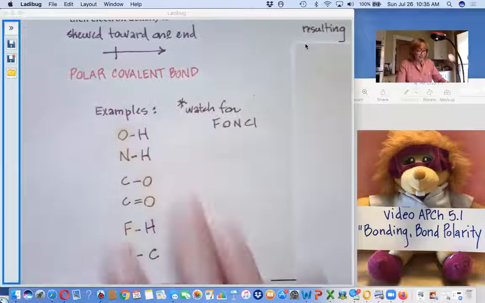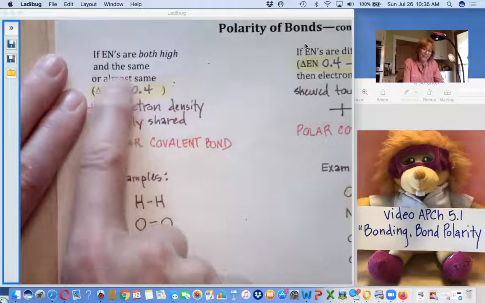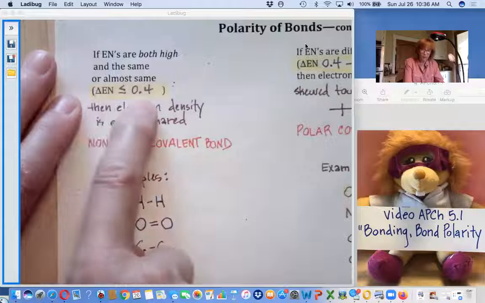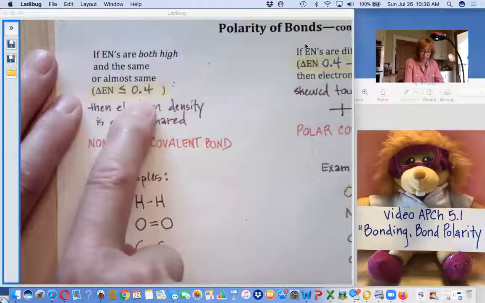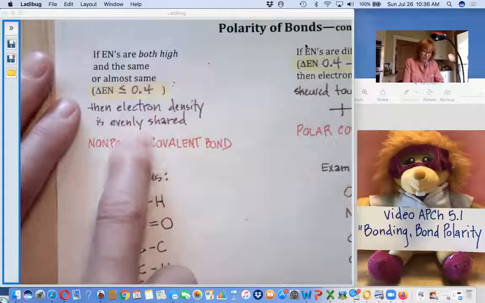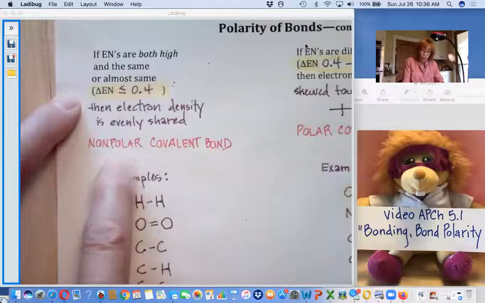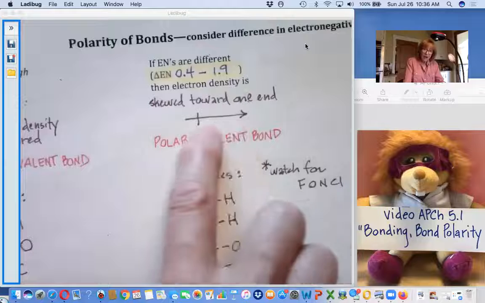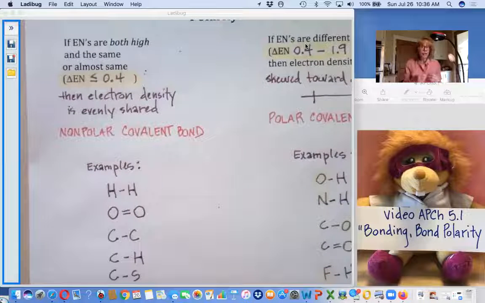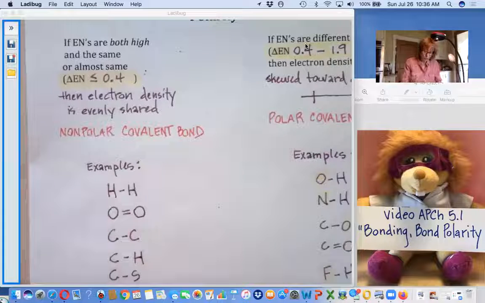All right, and then next, let's suppose that the electronegativities are both high, but they're the same high number, or they're almost the same. In other words, the difference between them is very, very small, equal to or less than 0.4. Well, in that case, the electron density is evenly shared, and it's a sharing bond, covalent bond, that we label non-polar. We're not going to give it this notation. Instead, we just say, no, the electron pair that's being shared is shared right in between them, and the electron density is not skewed toward one of the members.